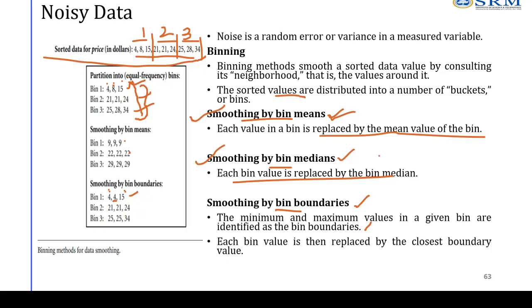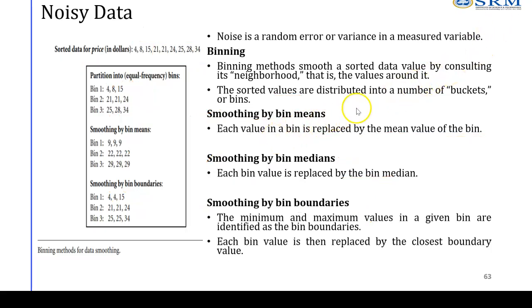When you check here, you have minimum is 25 and maximum is 34. This 28 is closer to 25 than 34, so 28 is replaced with 25. So this is how smoothing by bin boundaries is done. Hope you understand. Smoothing by bin means smoothing by bin means and smoothing by bin boundaries, right?